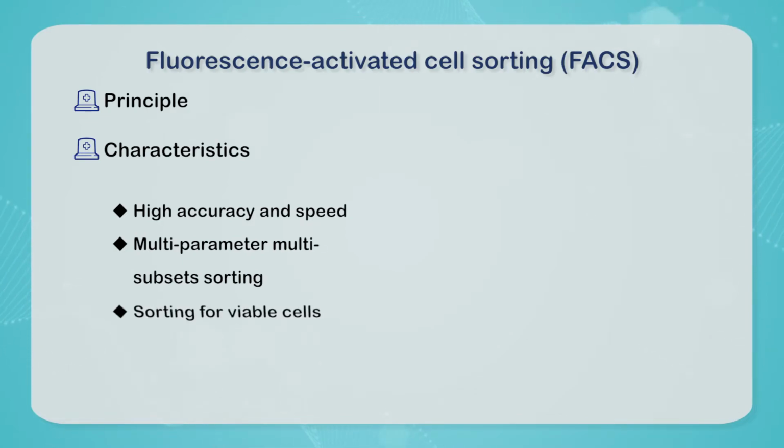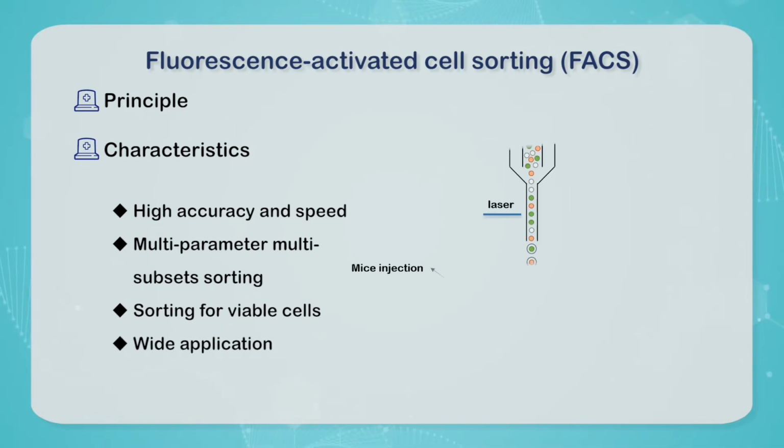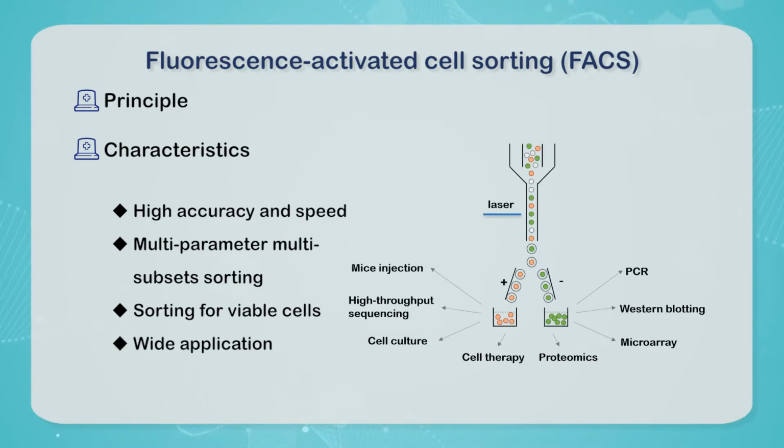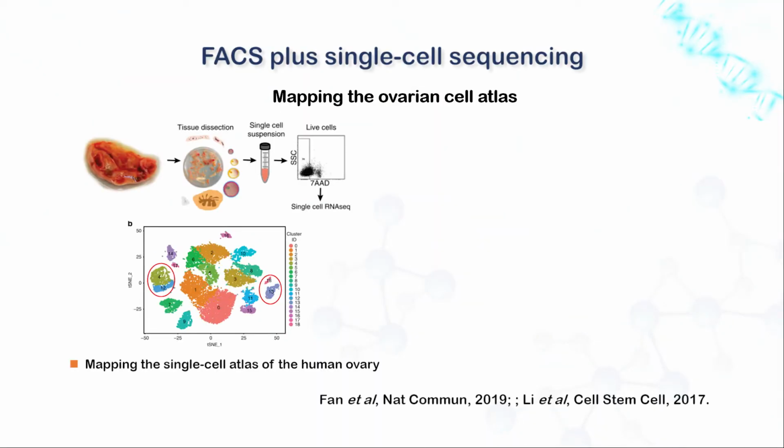More importantly, the sorted cells are viable and can be used for culture, mouse injection, DNA, RNA, protein detection, and also for cell therapy. Recently, with the development of high-throughput omics technology, flow sorting combined with transcriptome and single-cell sequencing could explore cell characteristics on both the single-cell level and molecular level to elucidate the heterogeneity of disease pathogenesis. Here are some examples.